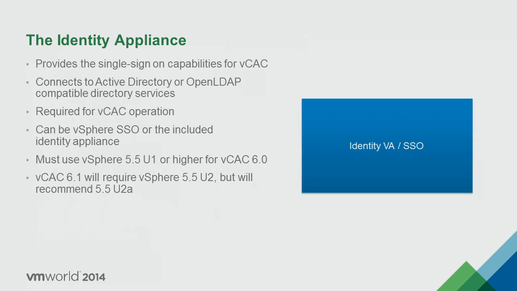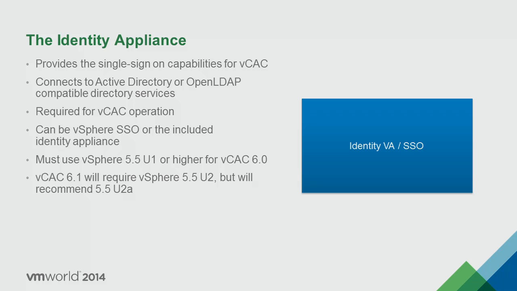Thanks, Carl. Now let's go a little more in depth on each one of these pieces, and we'll talk about the Identity VA first. This is the piece that provides the single sign-on capabilities for vCAC. It connects to your Active Directory or open LDAP system, and this is a piece that is required for vCAC to operate. Alternatively, you could use vSphere SSO if you have that already set up.